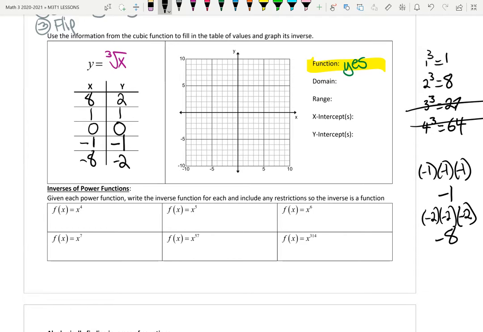Selecting the inputs that are nice is going to depend on your knowledge and your ability to evaluate those radicals. After you get the points, this is just going to be a coordinate: 8, 2, 1, 1, 0, 0, negative 1, negative 1, and negative 8, negative 2. So I get the graph in this guy.